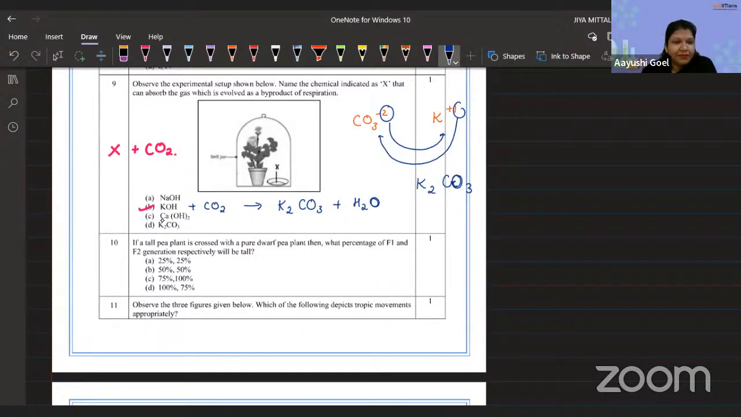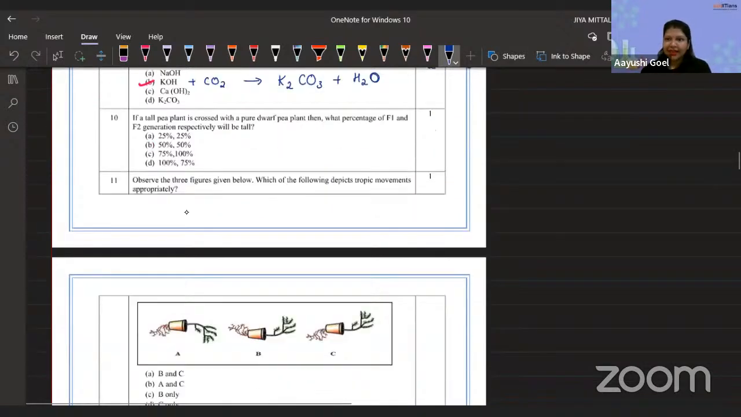Okay, question number 10 is again from the biology section. A tall pea plant is crossed with a pure dwarf pea plant, and they are talking about the F1 generation and F2 generation. So we have tall and dwarf. That is correct. So this is your parent one, and the F1 generation is your first generation which is occurring.